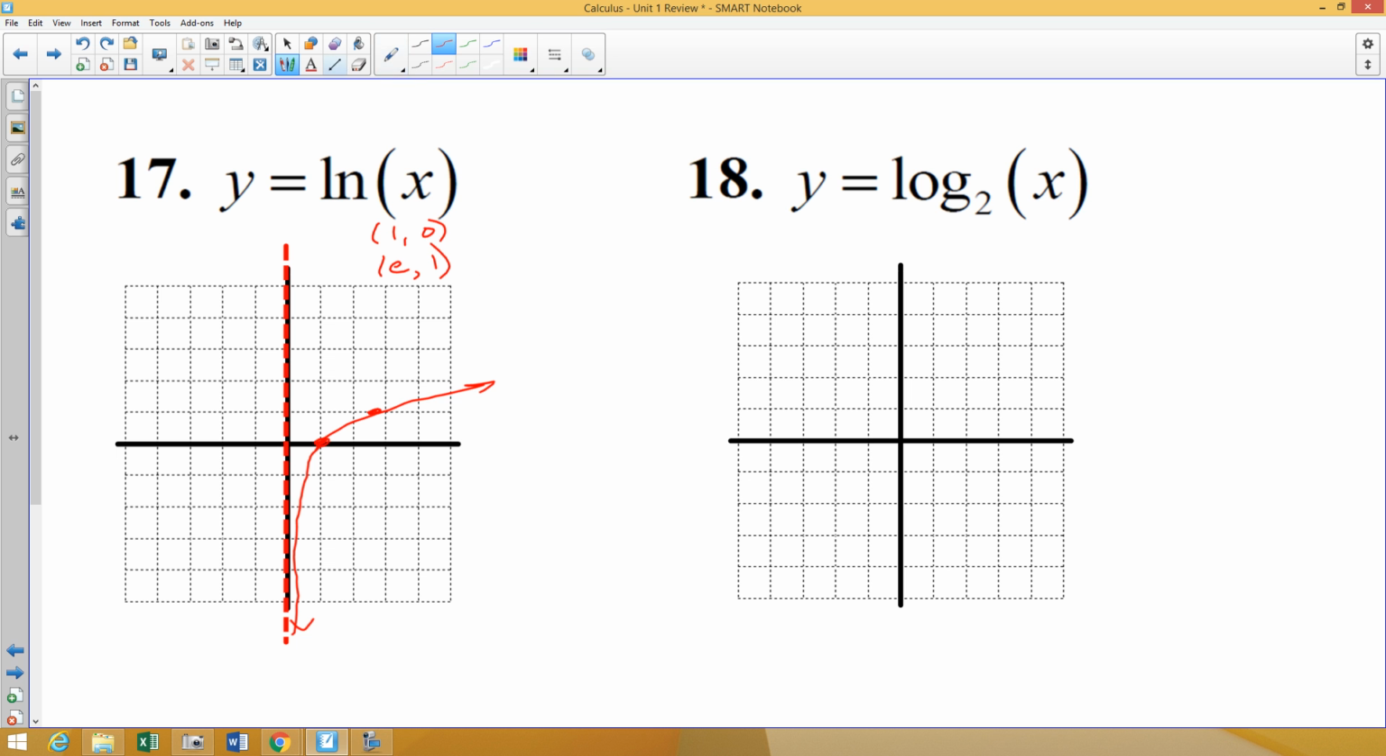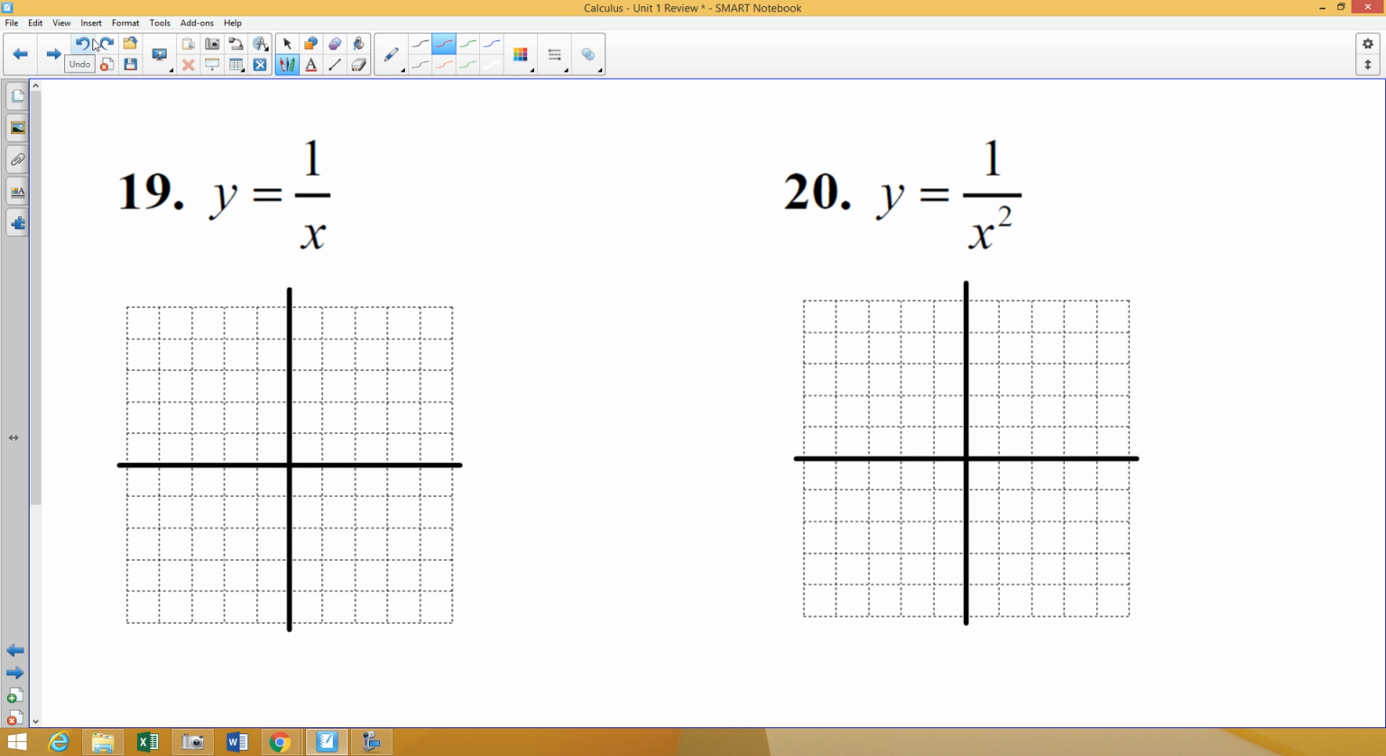Log base 2 of x, again, vertical asymptote, y-axis. I want you to hit the point 1, 0 and the point 2, 1. Now this one technically does hit the point 4, 2 also, but I'm going to be consistent with this one as I was with the rest. The key points I'm looking for are 1, 0 and whatever the base is, 1. So as long as you're coming up and hitting 1, 0 and 2, 1, I'm okay. This is really ugly. 1, 0, 2, 1. That's good enough. If you want to be awesome and hit 4, 2 as well, you can.